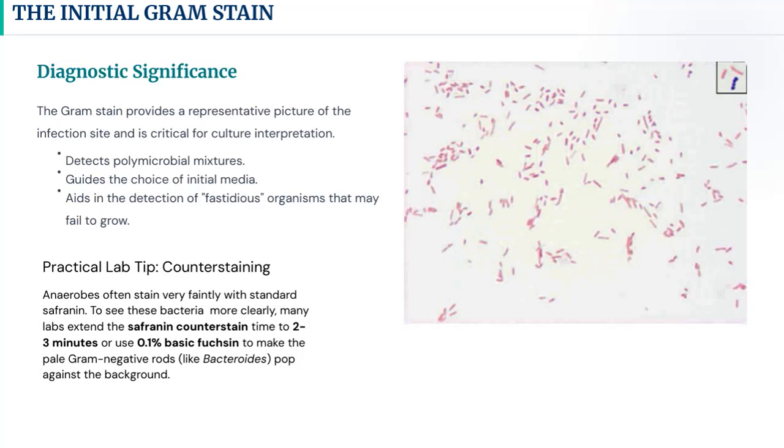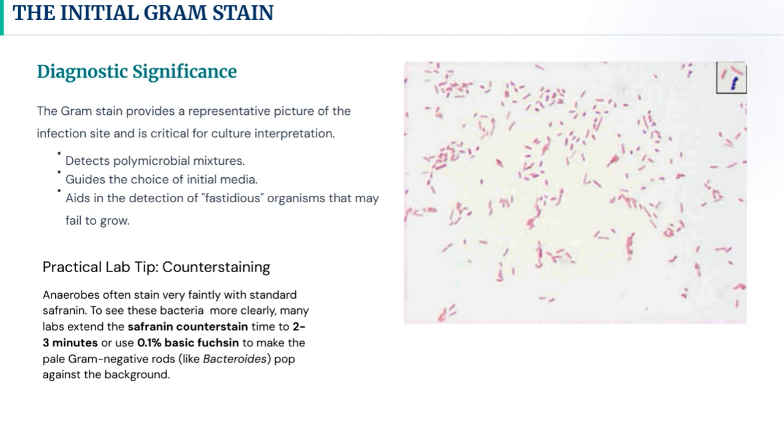Here's a practical tip for the lab. When working with anaerobes, they often stain very faintly with the usual safranin. To get a clearer view, many labs extend the safranin counterstain time to 2 or 3 minutes. Another option is using a 0.1% basic fuchsin, which helps those pale gram-negative rods, like Bacteroides, really stand out.